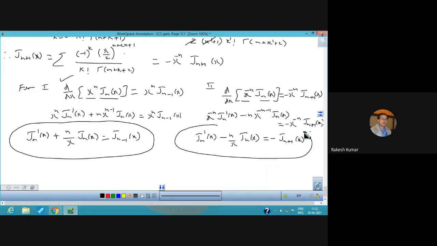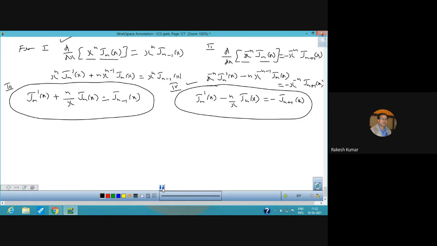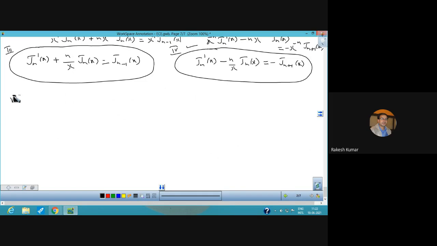Another recurrence formula we are getting from the second recurrence relation by taking the derivative. So these are the ways by which we can find new recurrence formulas. That is the third recurrence formula, and this one is the fourth recurrence formula. Now we have another, and that is the fifth one.